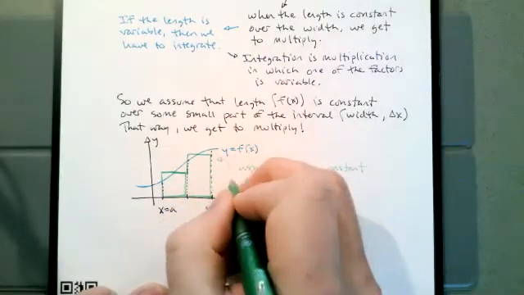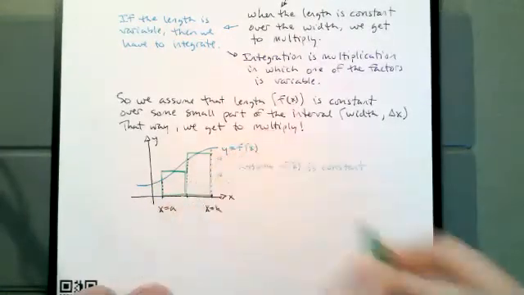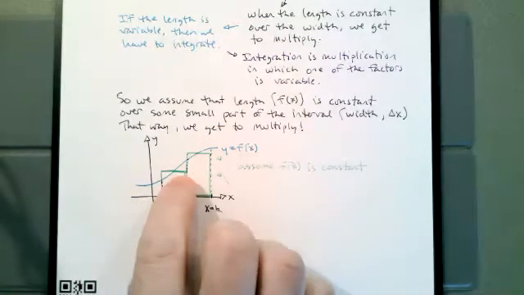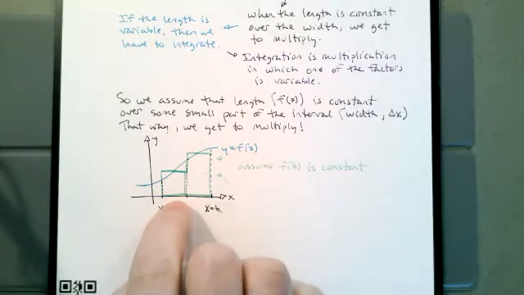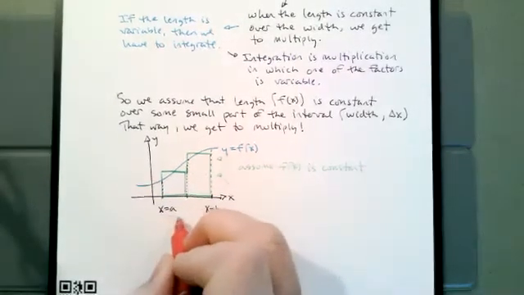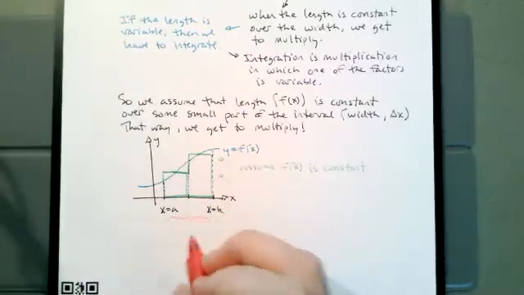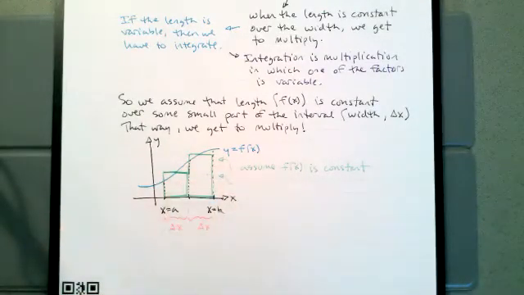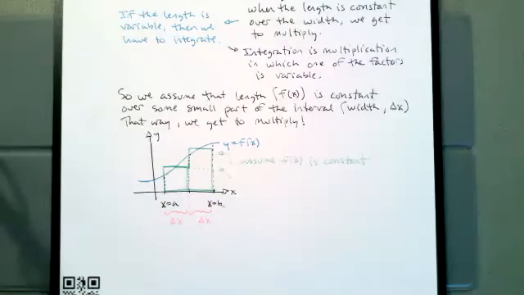So here's what it looks like when we assume that f of x is constant. We're going to use one value for the function, and then that's going to be for some change in x. So here we have 2 delta x. That's going to be our width, and then we picked 2 values for the length. Any questions?